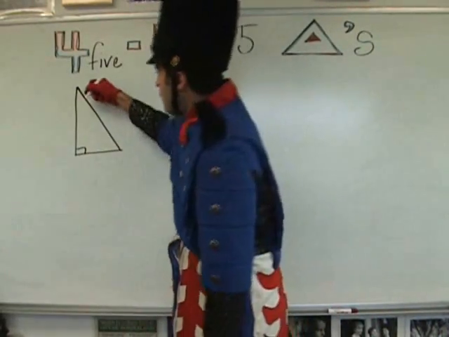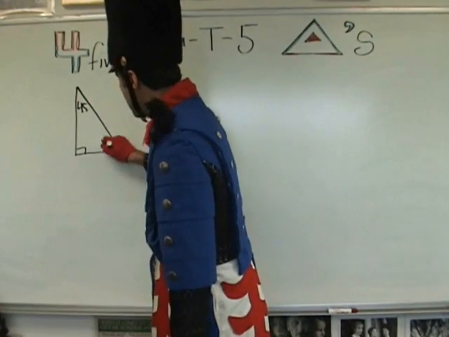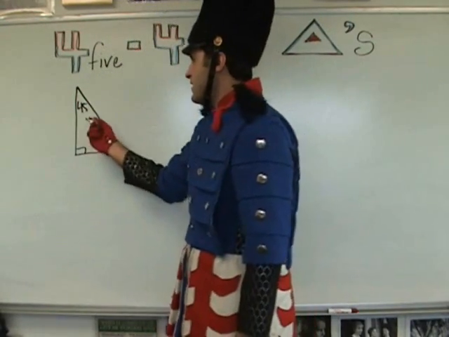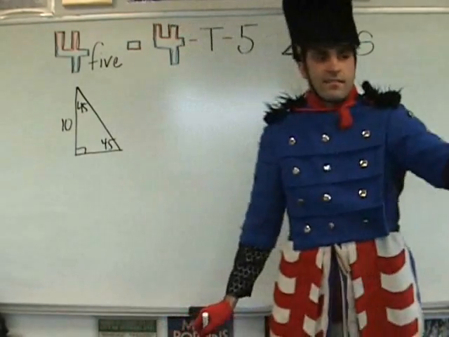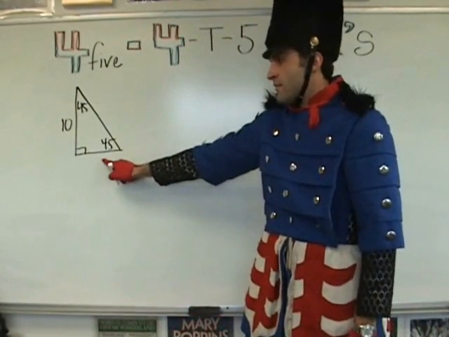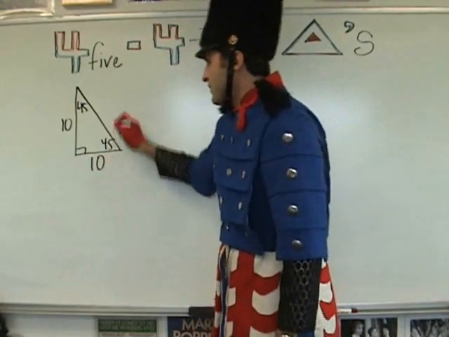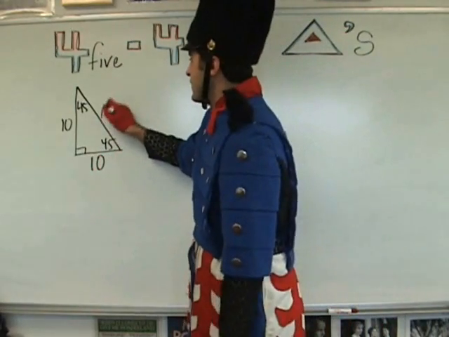All right, so 45, 45, 90 given. And let's say this was 10. That one's 10 too, right? Yep. And then the hypotenuse is 10 times the square root of 2. 10 times square root of 2.